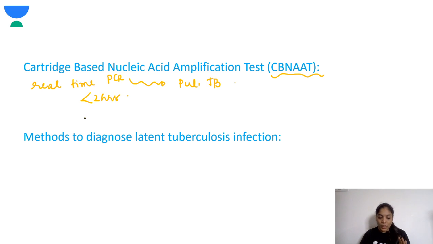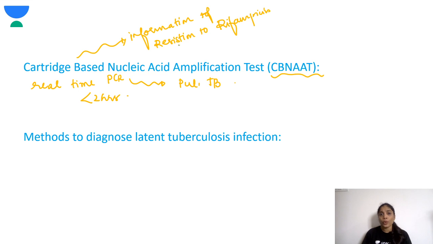Another importance of this CB-NAT is that it will give us information on the resistance to rifampicin. So this is very important. When you know there is resistance to rifampicin, you can change your treatment guidelines. So that is why CB-NAT is very important, and this has a high specificity.